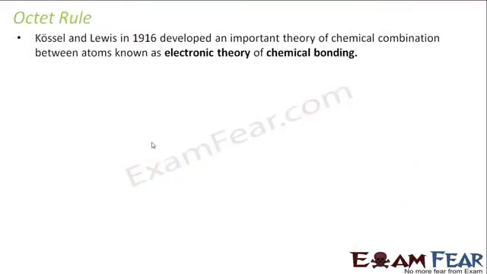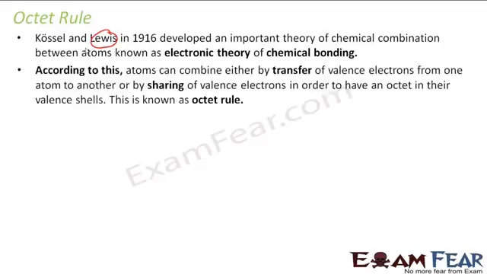There's a rule called the octet rule devised by Lewis. According to this rule, he proposed that atoms, either by transfer of electrons, as I told in the case of ionic bond, or by sharing of electrons in the case of covalent bond, either transfer or share electrons just to achieve an octet, because an octet is a stable configuration. This rule is called the octet rule.